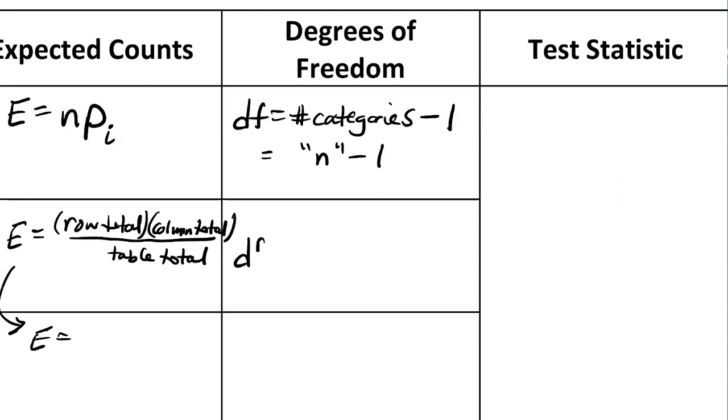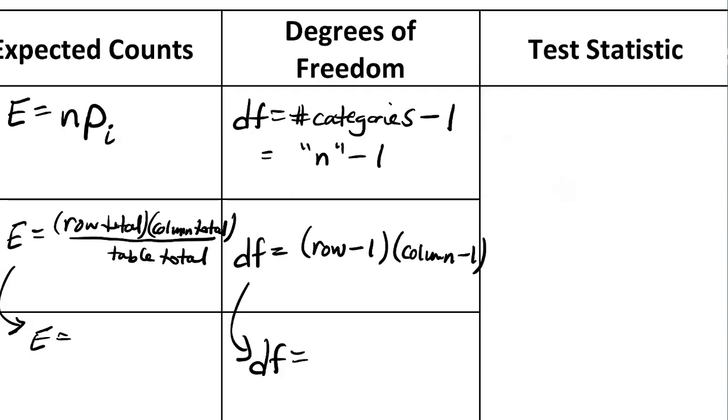Degrees of freedom for both of the two-way table tests are the same formula. The degrees of freedom is however many rows you have minus 1 times however many columns you have minus 1. Or r minus 1 times c minus 1. And that's the same formula for both.